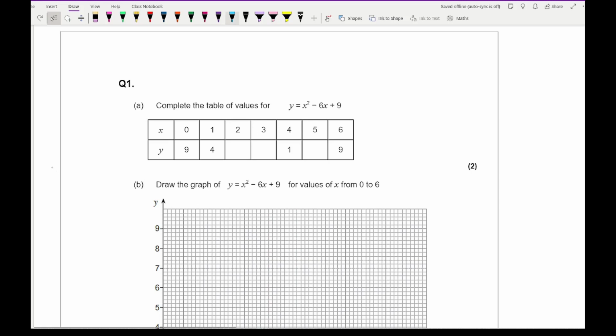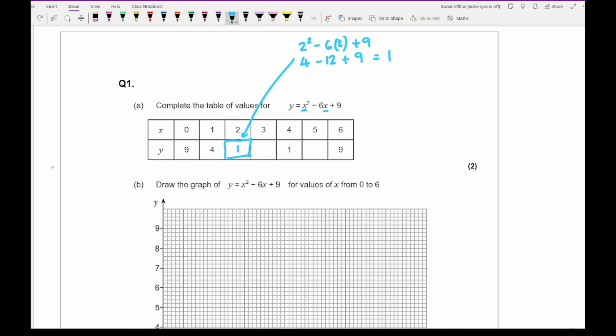So what we need to do here is we don't need to complete the full table, we just need to fill in the empty y values. So if I just put a blue box around this number here, how do I work that blue value out? I'm going to swap 2 with wherever I see an x in the equation. So here I've got 2 squared minus 6 times 2 plus 9. So working this out, I've got 4 minus 12 plus 9. So here I've got minus 8 plus 9 gives me positive 1.